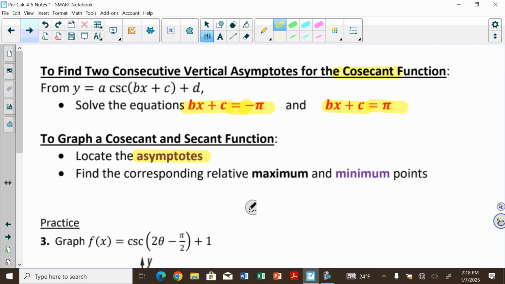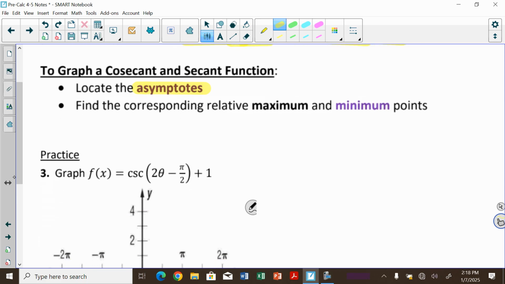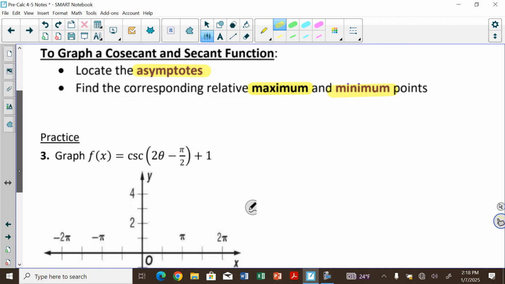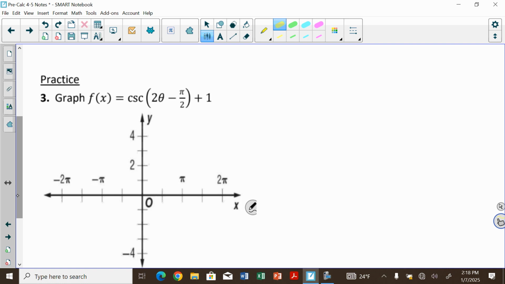To graph the cosecant, find the asymptotes, and then find the corresponding maximum and minimum points. So let's graph one of these, and then we'll do one where we solve an equation, and then we'll be done. All right, so here's our graph. f of x equals cosecant of 2x minus pi over 2.